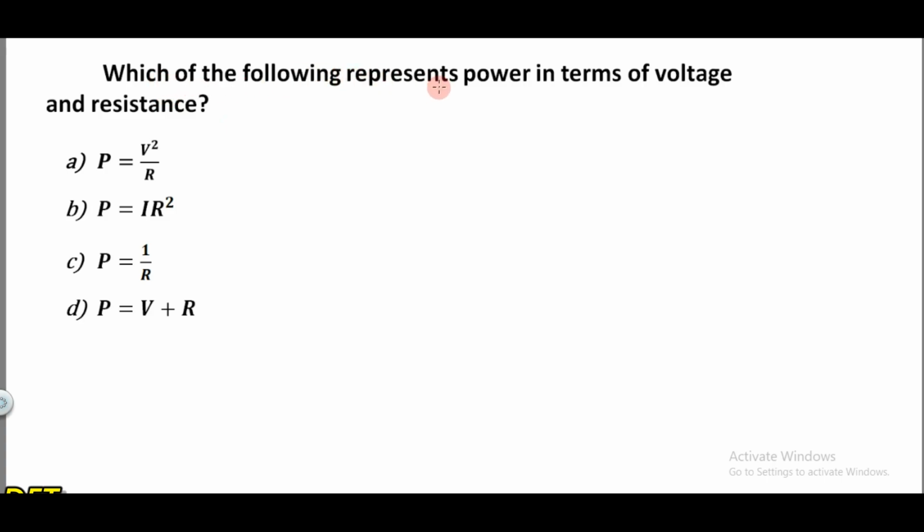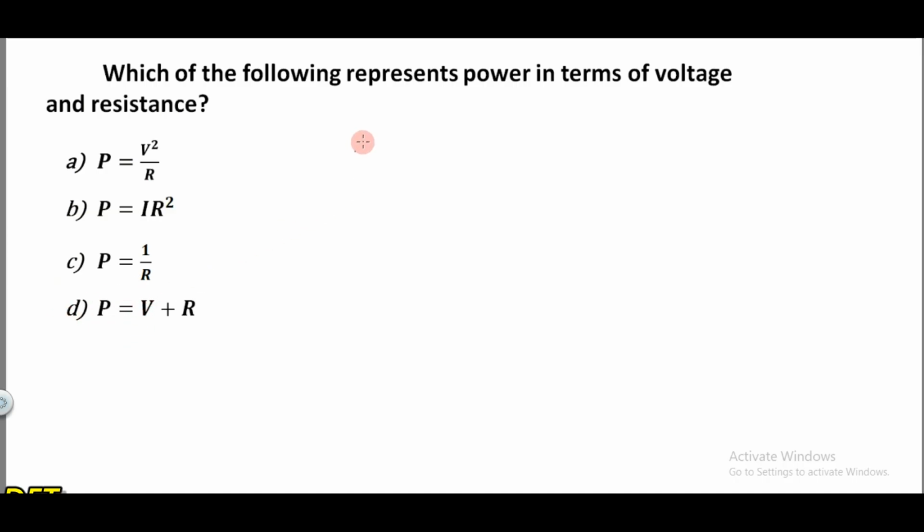Which of the following represents power in terms of voltage and resistance? So option A is this, option B is this, option C, and I have option D, right?